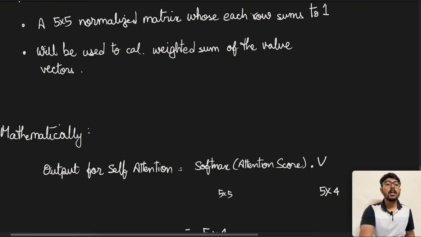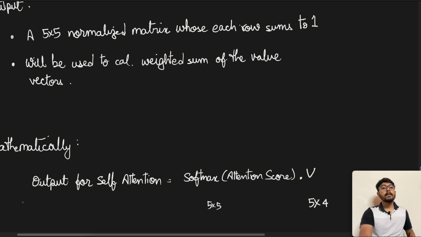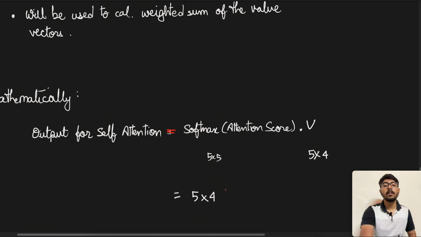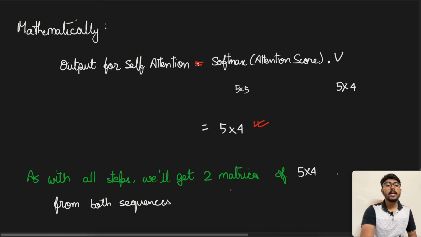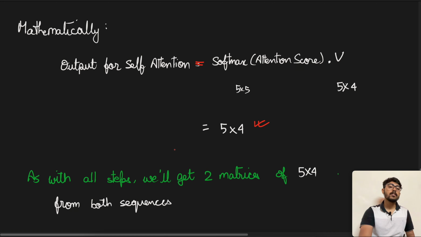So the mathematical representation will be: output for self attention equals softmax of attention score, which we just calculated above, and that will be a 5 cross 5 matrix, and it will be multiplied with the value matrix, which is 5 cross 4 in dimensions. Now if that is multiplied, the result will be 5 cross 4, right? As with all steps, this one is no exception, and we'll get two matrices of 5 cross 4 dimension from both the sequences, right?